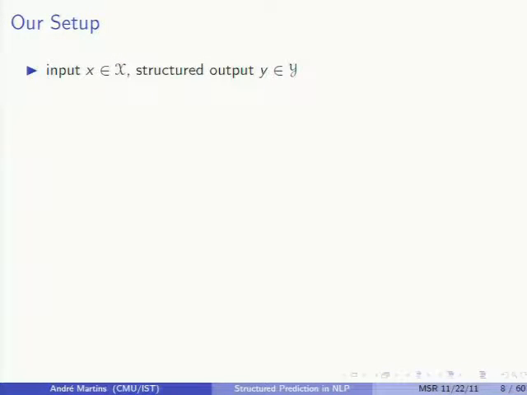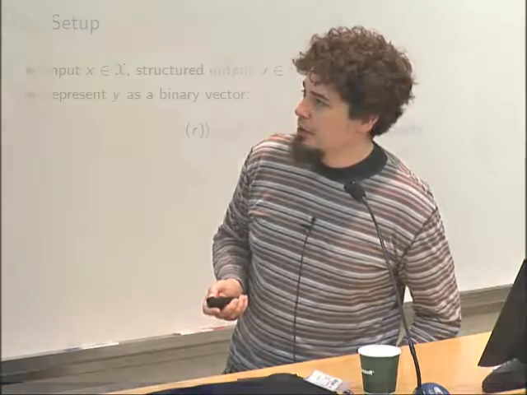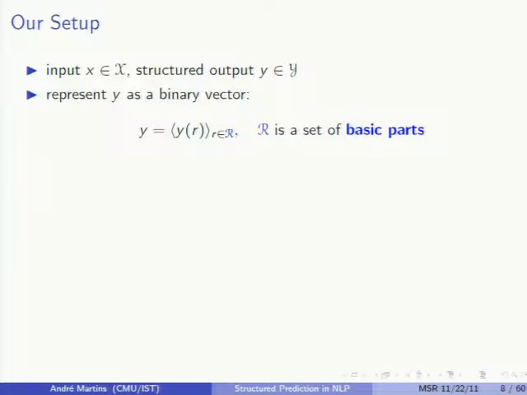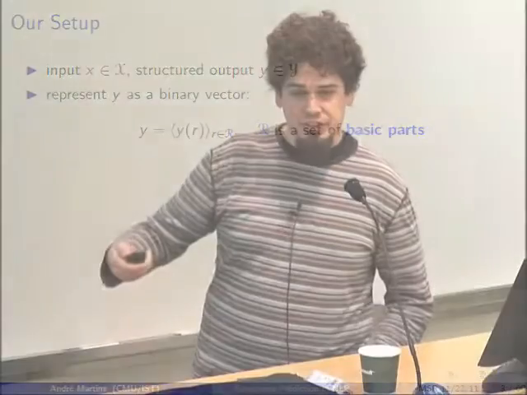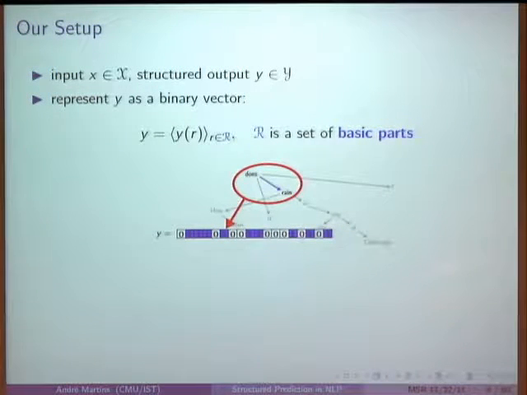So let's talk a little bit about the decomposition. This is our setup. We have some input X, which in this case is a sentence. We have some structured output Y, which is a parse tree. And we are going to represent Y as a binary vector that is essentially an indicator vector of the basic parts that are active in the output. In the parsing example, each of these basic parts is going to be a candidate arc. If that entry is 1, it means that the arc belongs to the tree, and if it's 0, we are not using that arc. Does that make sense?